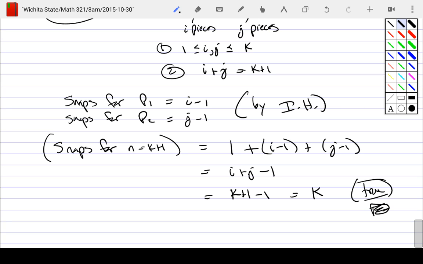Notice how we always do it the same way. You break it. I broke it into smaller pieces. The smaller pieces have the inductive hypothesis apply, therefore it works. Is everybody okay with that?